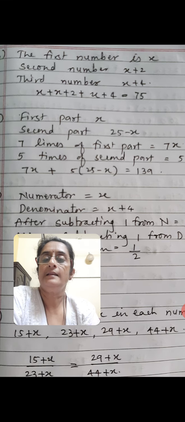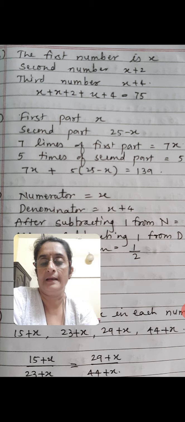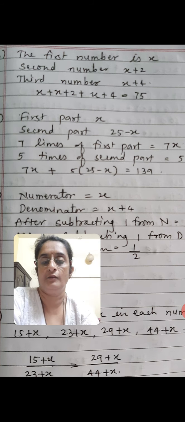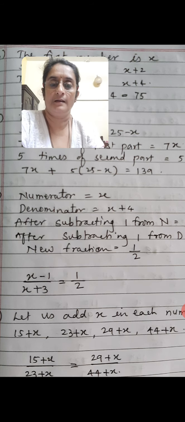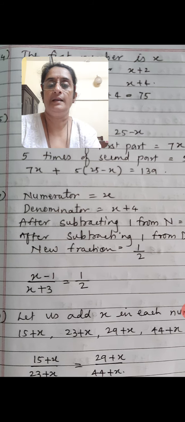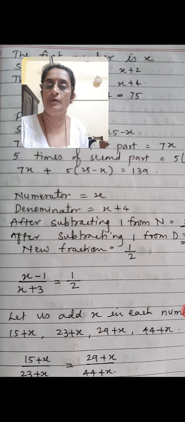Now if you add these two numbers, when you make the first part 7 times and the second part 5 times, that gives you 139. Now write the equation. 7 times the first part is 7x. 5 times the second part is 5 in the bracket (25 minus x), and that gives you 139. Then solve that and you will get the answer, children. Next is question number 17. Question 16 I skipped. It is the same. You can do it on your own.